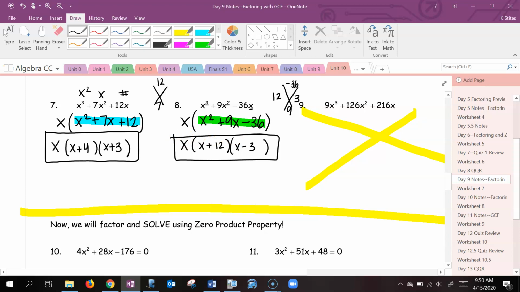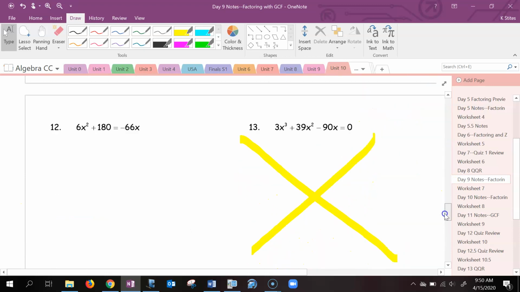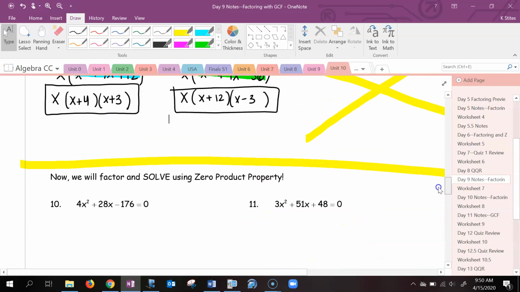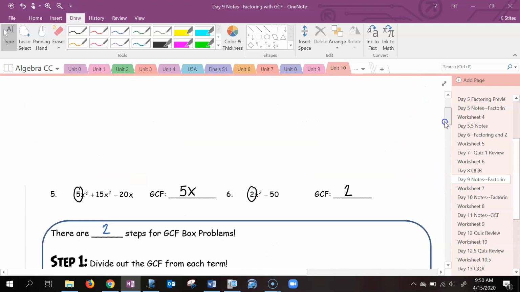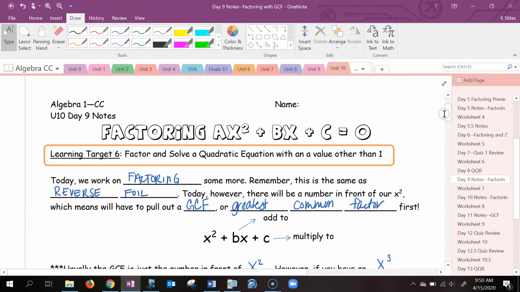What we're going to do tomorrow is we'll continue on this note sheet, and we will do these problems here that will involve zero product property. Okay, so we are going to spend 2 days on this note sheet.